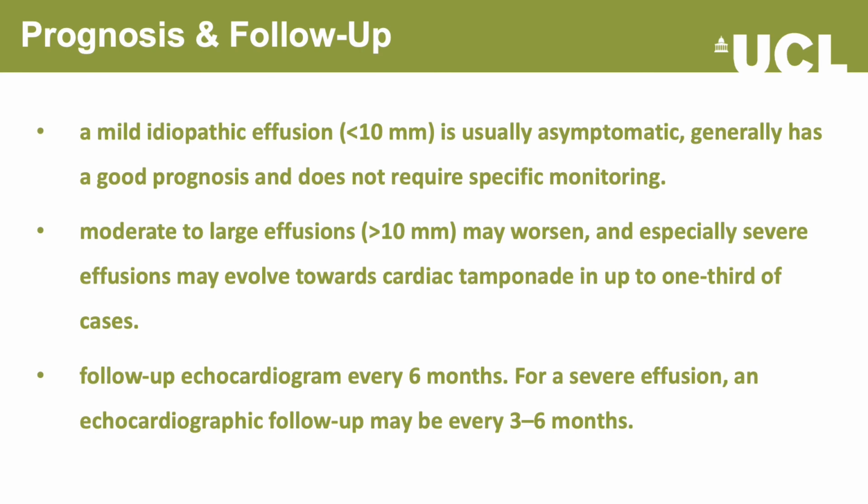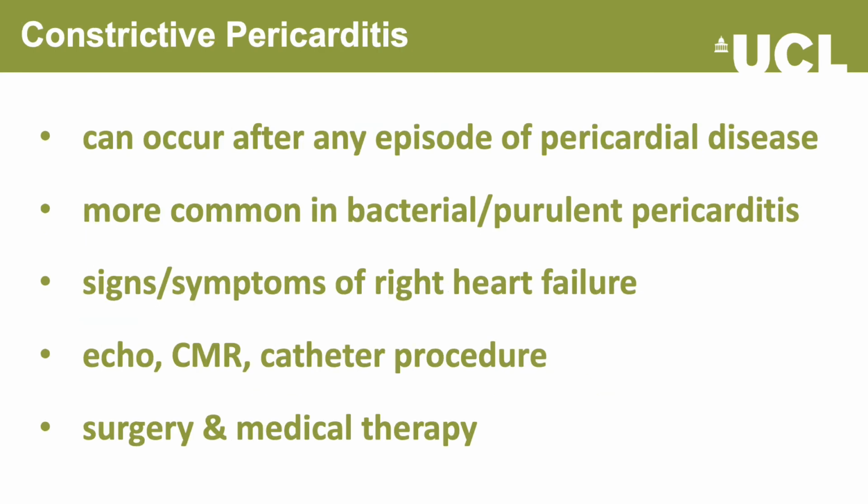Just a quick slide on constrictive pericarditis, just to say that constrictive pericardial disease can occur after any episode of pericardial disease, more common in bacterial and purulent pericarditis, and there are signs and symptoms of right-sided heart failure. Diagnosis is via echo, cardiac magnetic resonance imaging, and possibly a catheter procedure, and the treatment may be surgery and medical therapy.